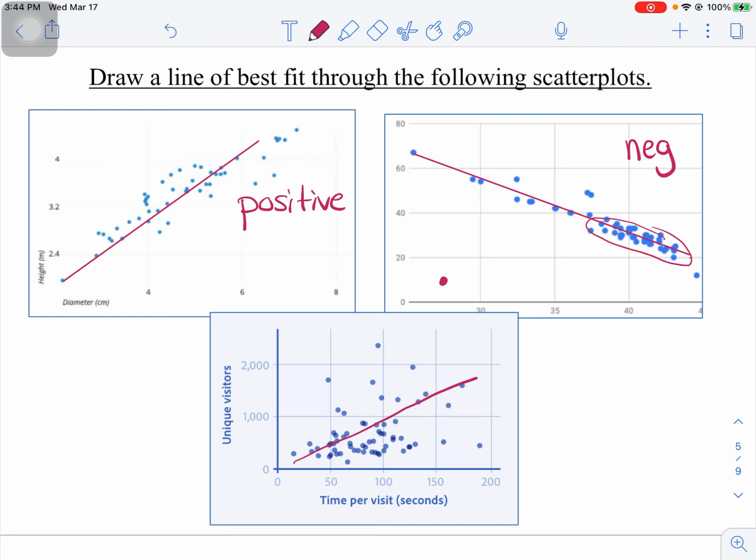So maybe I try to do, let's see, maybe here? No, I still got too much away. So this one, we would have a hard time really doing. It's kind of a no correlation, but we could try, since there's a big bunch down here, from maybe here and maybe go there. That might split them about in half. And those are more spread out on the top and a little closer to the bottom.